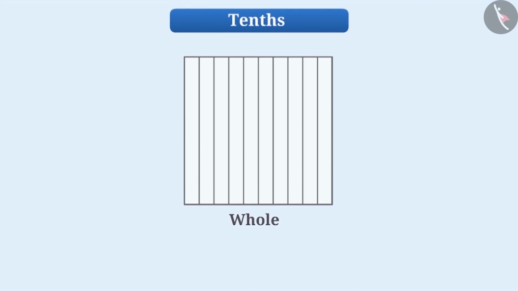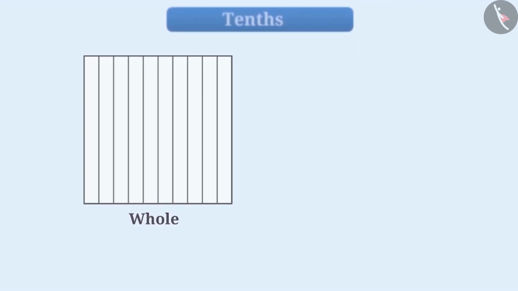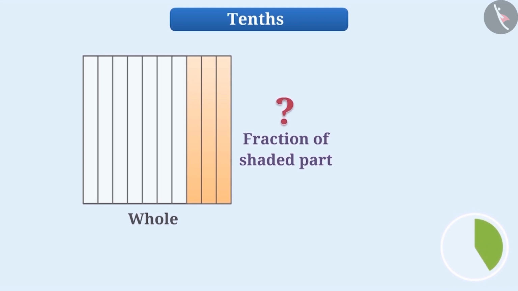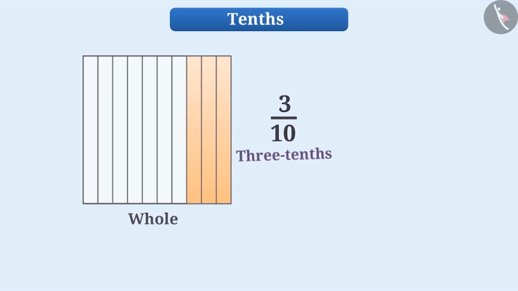Let's assume we call a big square a whole. If we divide it into 10 strips of equal size, then each strip will represent 1/10 part of the whole. If we shade 3 parts out of these, then what will be the fraction of the shaded part of this whole square? Think a little. The fraction of the shaded part will be 3 by 10 or 3/10.